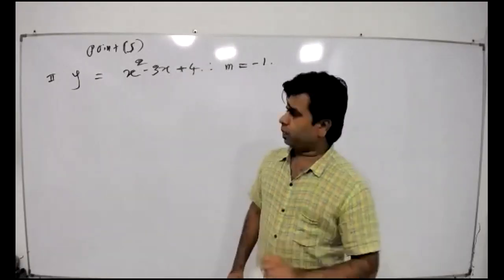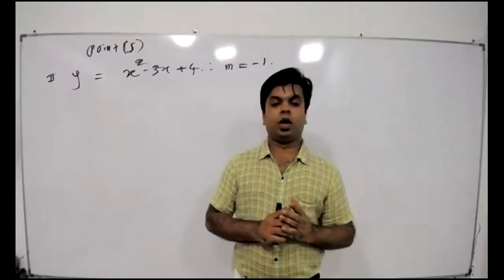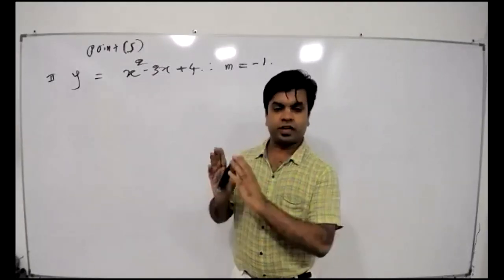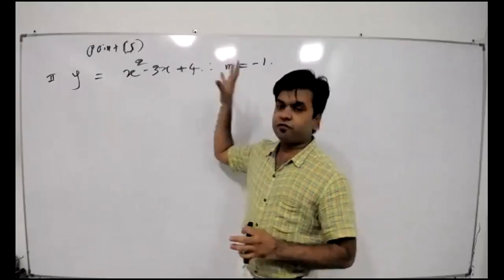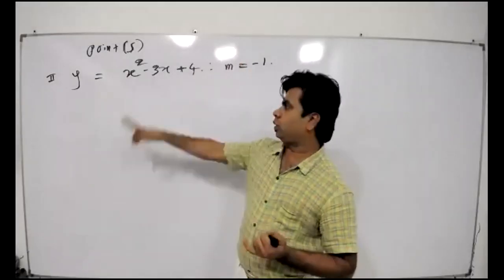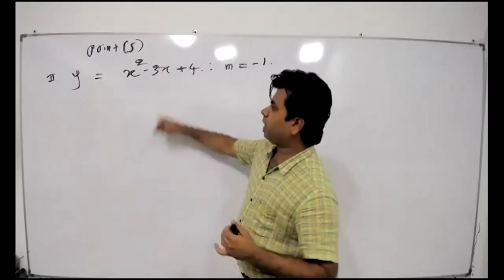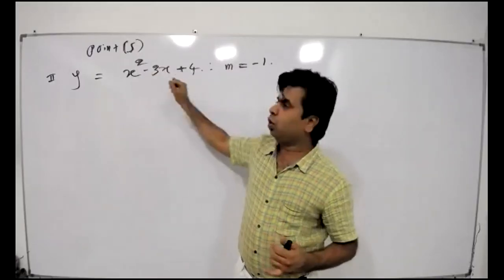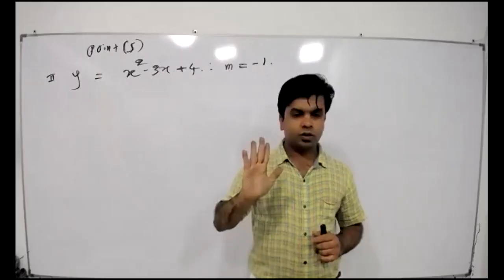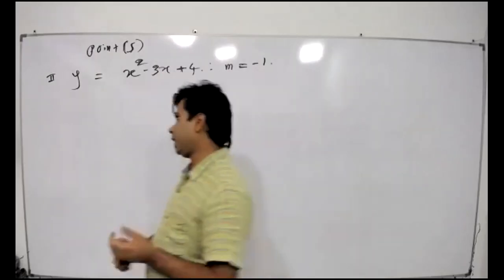Right. Now, what is the problem here? What is the special type of these questions? We are finding the point on the curve, right? You know that this function has a curve, right? So we are finding the point on this particular curve corresponding to the gradient minus 1. Clear? How do we do that?